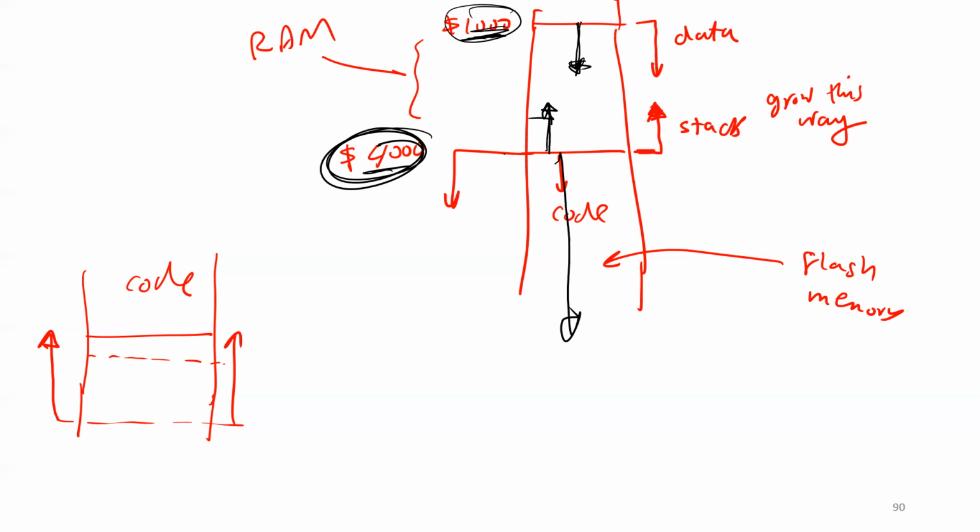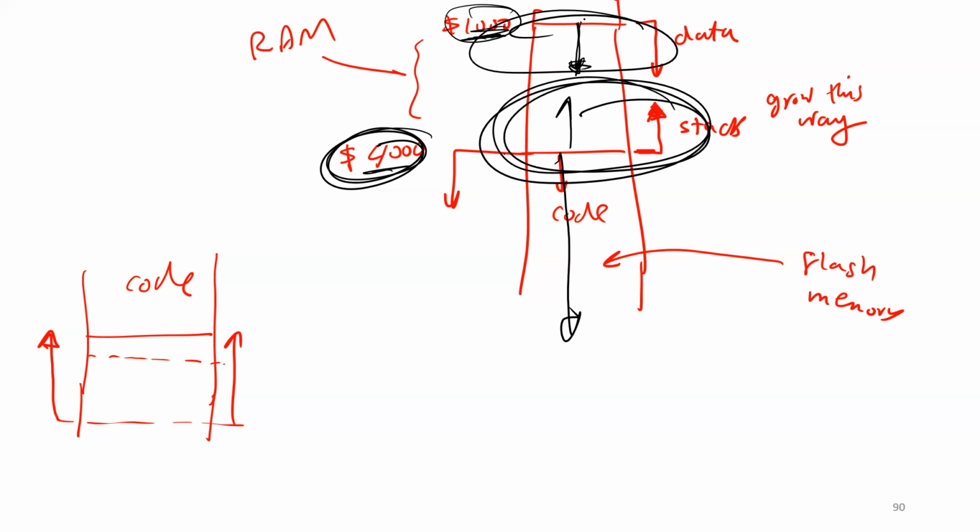Hopefully they don't collide, or overwrite each other. Otherwise the program is going to crash. So hopefully you don't overuse the stack or overuse the data, because then they are gonna overwrite each other, and in this case your program is gonna crash. But it should be okay. I don't think in our programs we are gonna use too much stack or too much data.